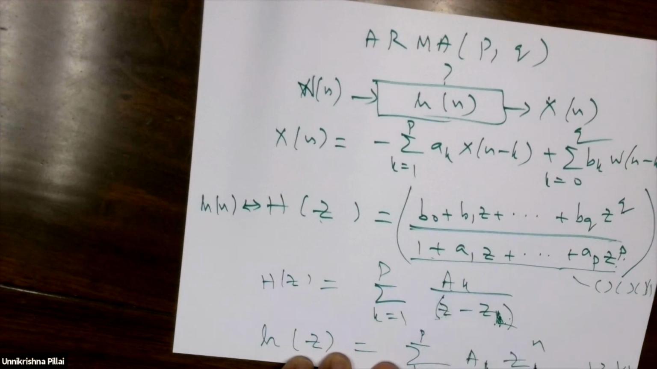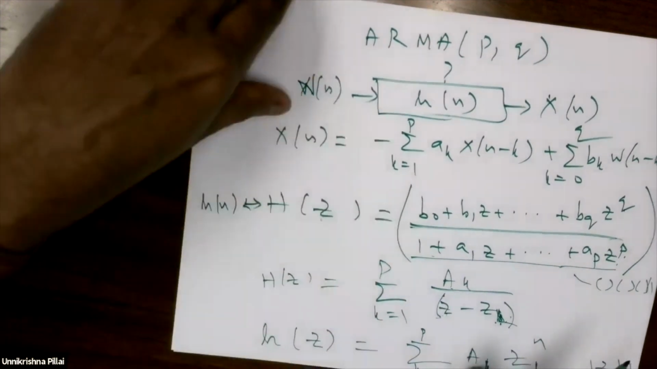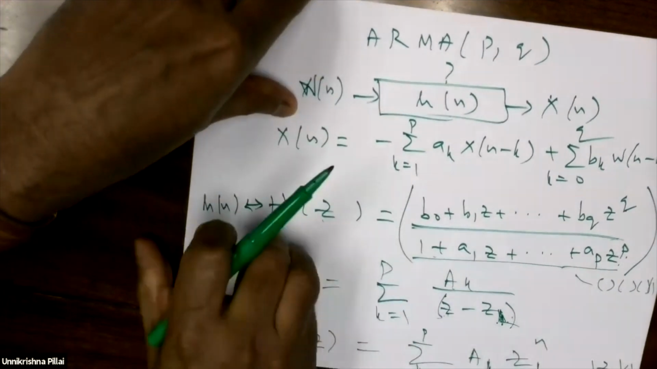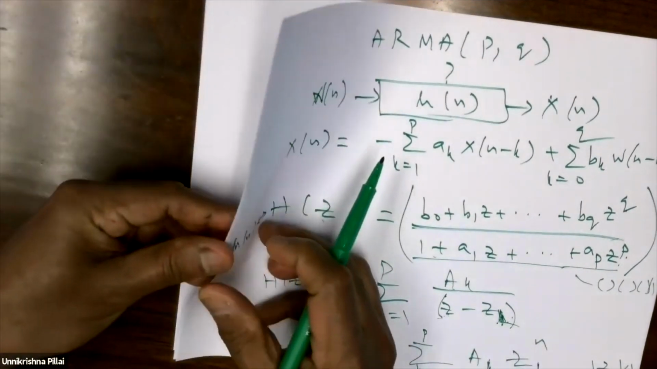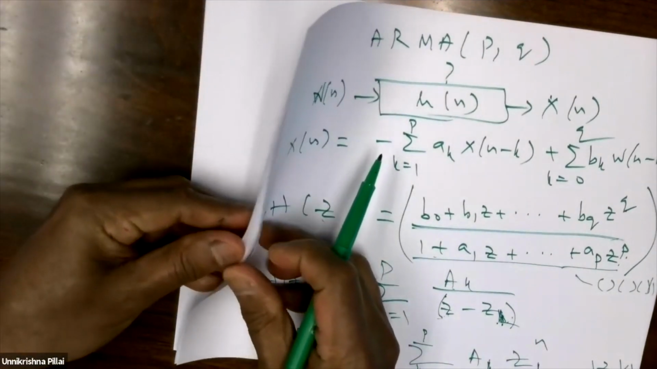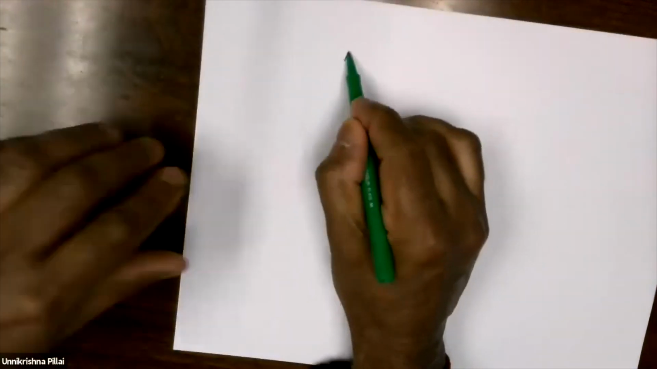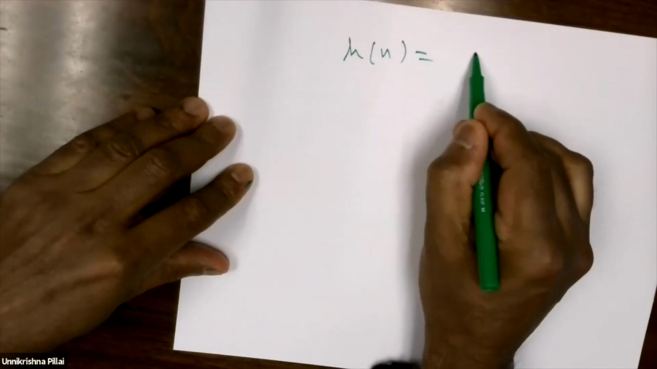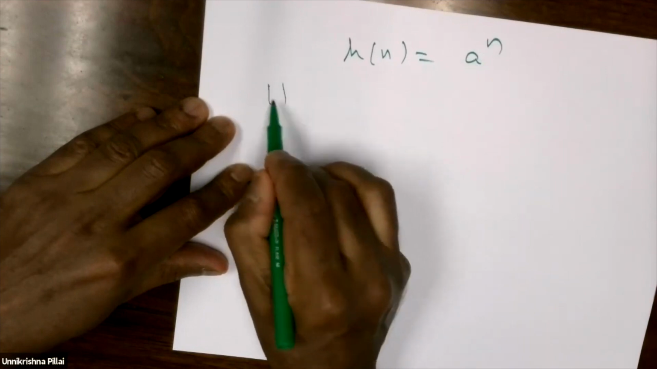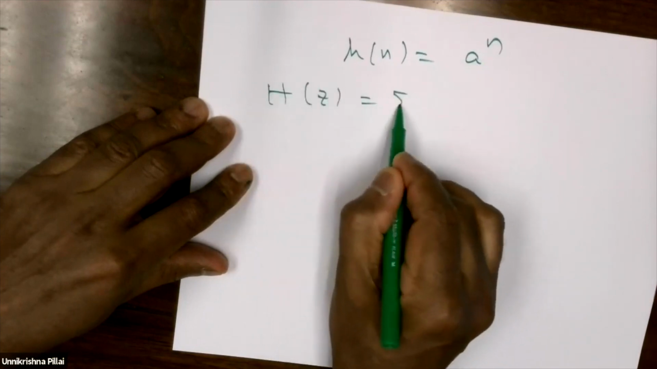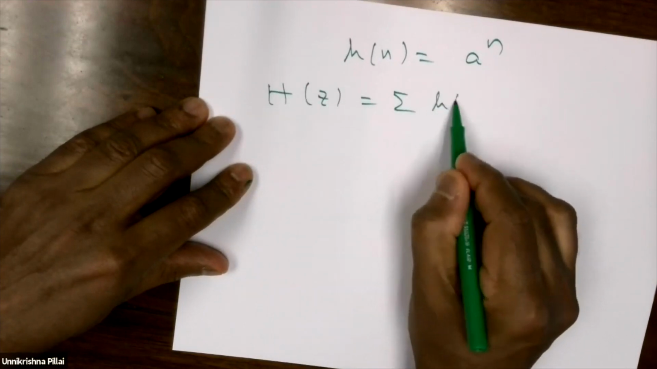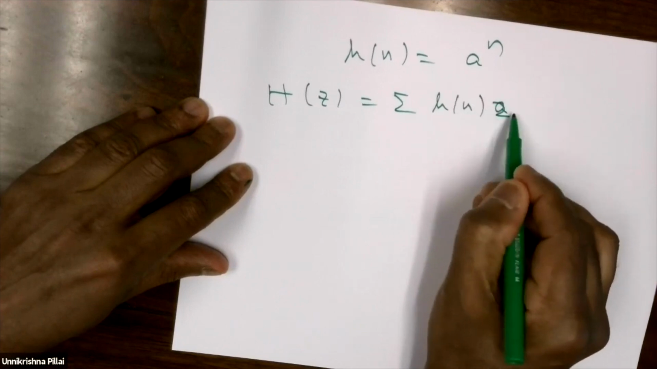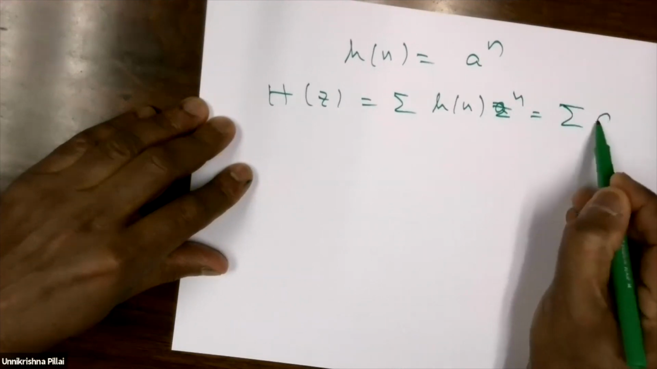Then if you take a term like this, if you take a function whose impulse response is a to the power n, then the system corresponding to that is sigma h[n] z to the power minus n, but h[n] is a to the power n.